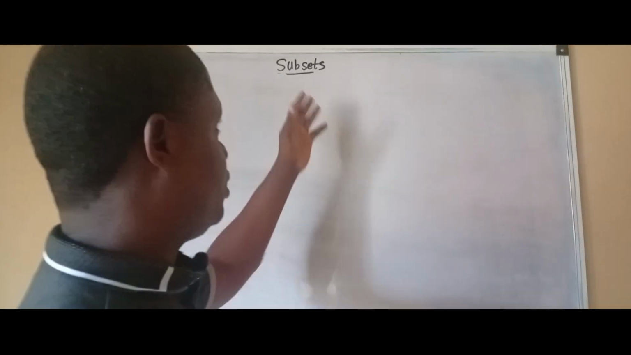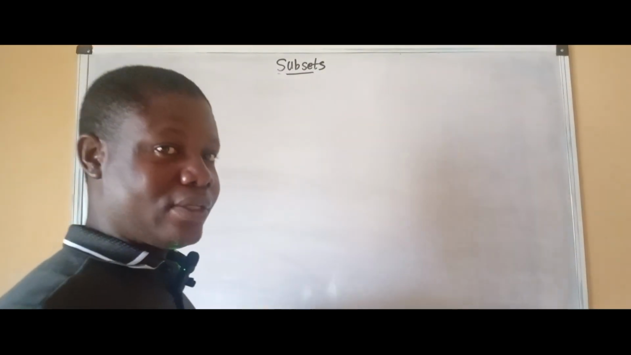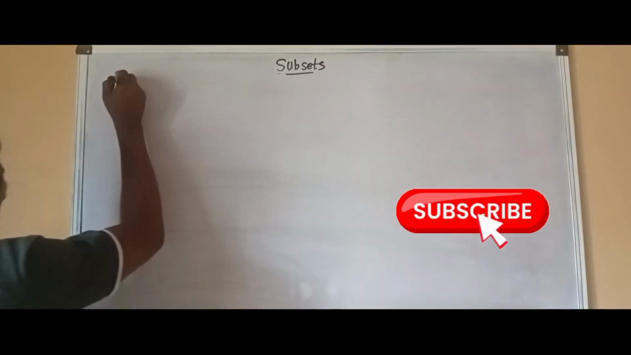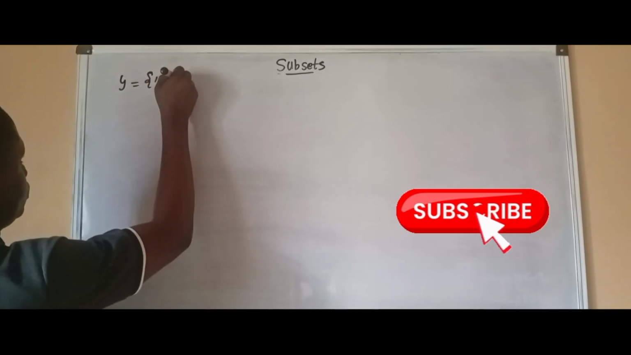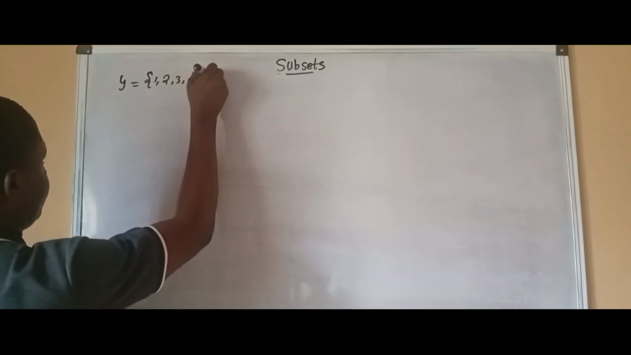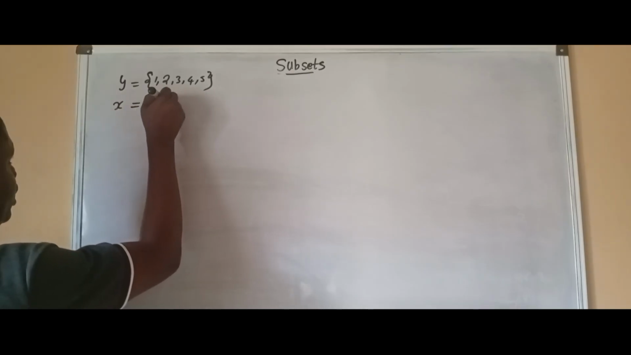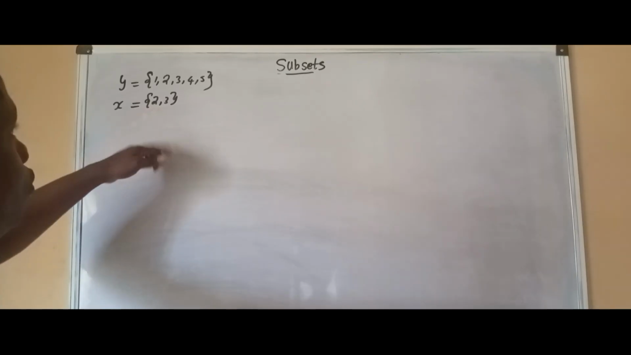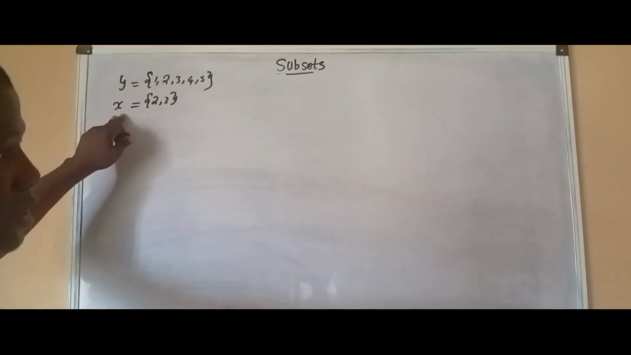Today we'll be looking at subset, and when we talk about subset, we're talking about a set that is contained in another set, or a set within another set. So if you have a set Y, which is equal to 1, 2, 3, 4, 5, and you have another set X, which is equal to 2, 3. Okay, so here we can see that all the elements in set X are contained in set Y. Therefore we can say that X is a subset of set Y.